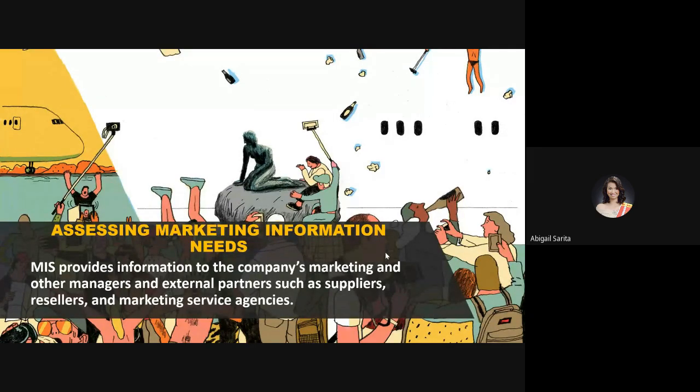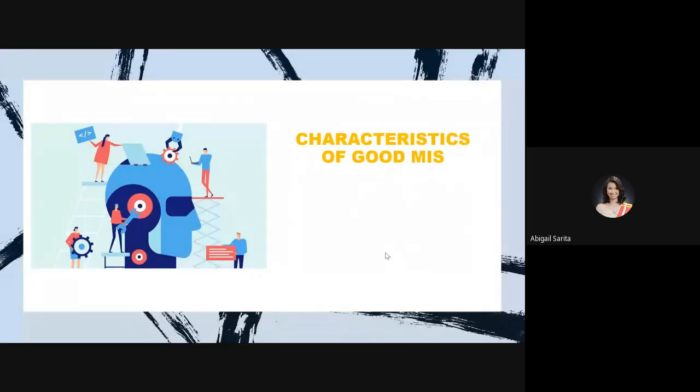Okay, so going back, class. So that's what we call assessing marketing information needs. So knowing the information or the demographics of your customers or of your clients. So now, how are we going to characterize or spot a good marketing information system?